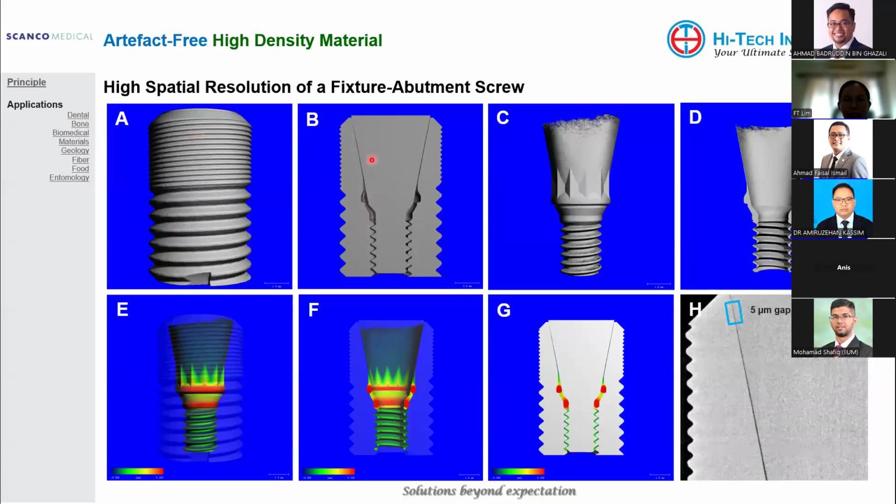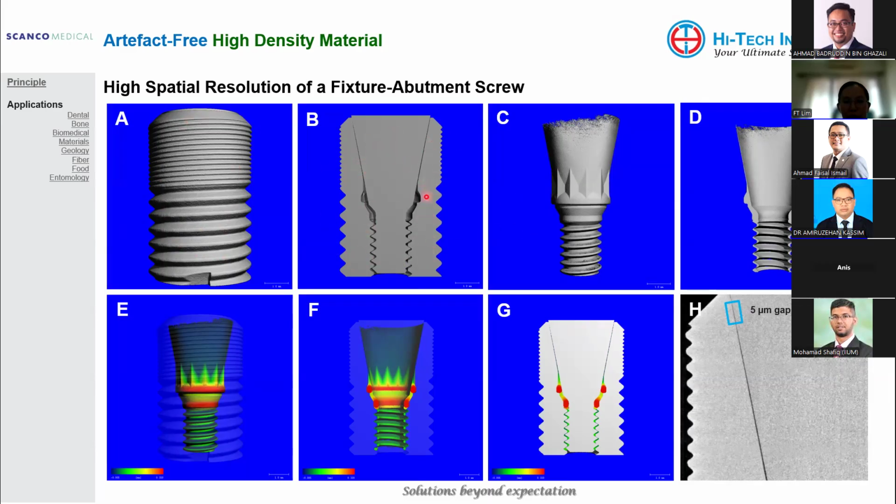With this, you don't really require very high kV, like above 100 kV. By just having a 90 kV MicroCT, you will get a very nice 3D of this titanium implant. So from this 3D MicroCT image, you can get the external view, and you can get the internal view as well, the cross section, how it looks like.